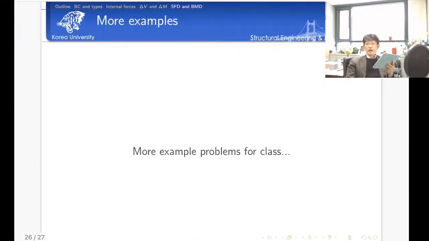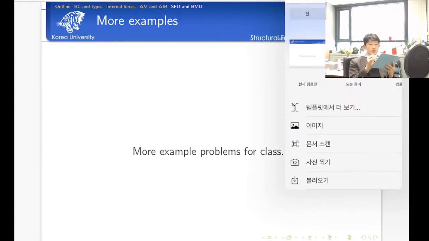Okay, and then you may want to consider more examples to understand this problem. So maybe you want to work with my TA for some more examples. So here I'd like to consider one more example with an internal support condition. Okay, here.